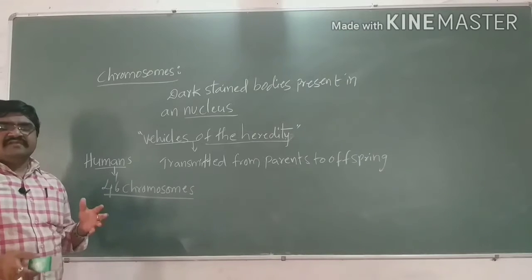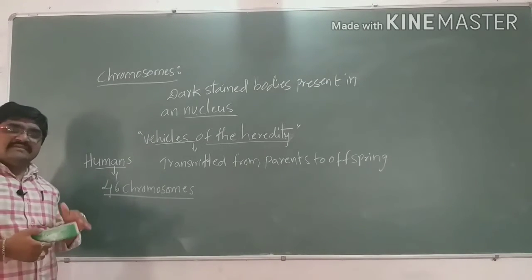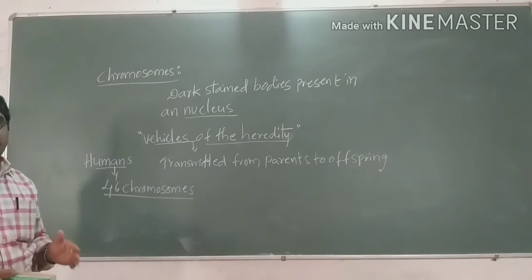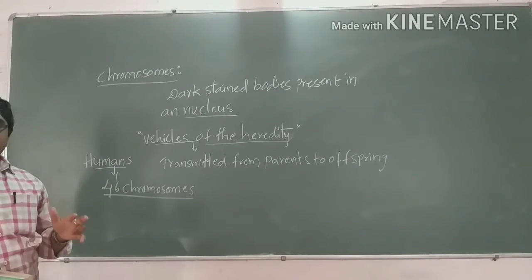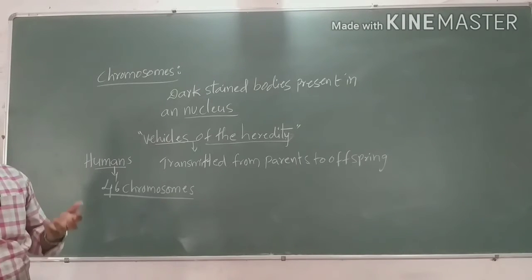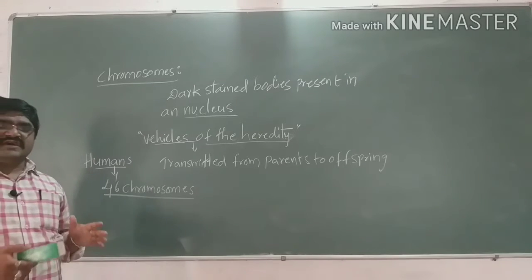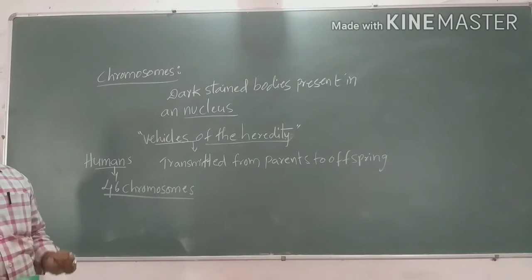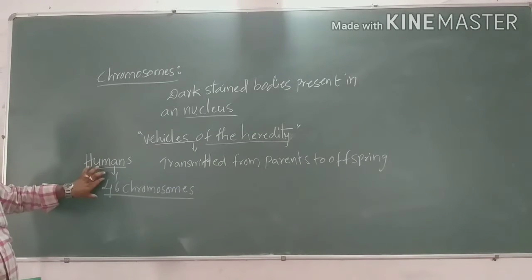That means the number of chromosomes differs from one organism to another organism. Gorillas have 48 chromosomes. Donkeys, dogs and cats have 68 chromosomes. So the chromosome number differs from one organism to another, but humans have 46 chromosomes.